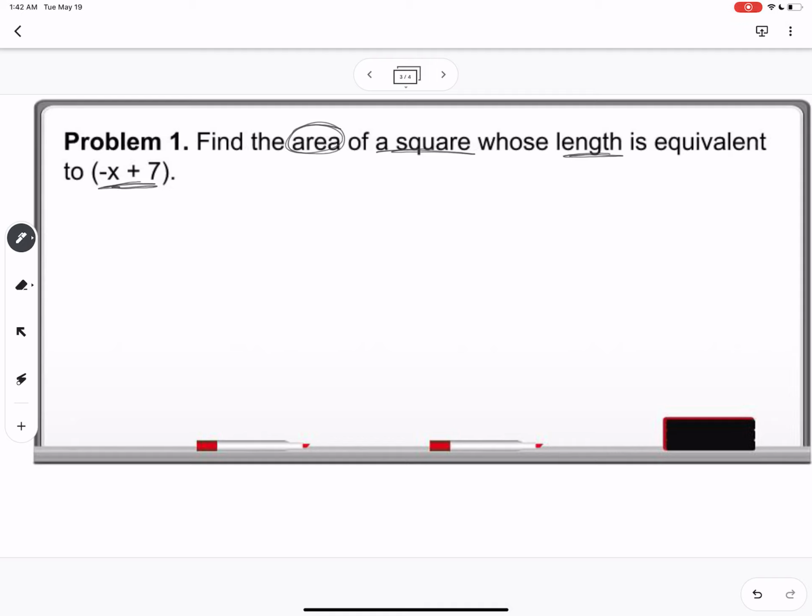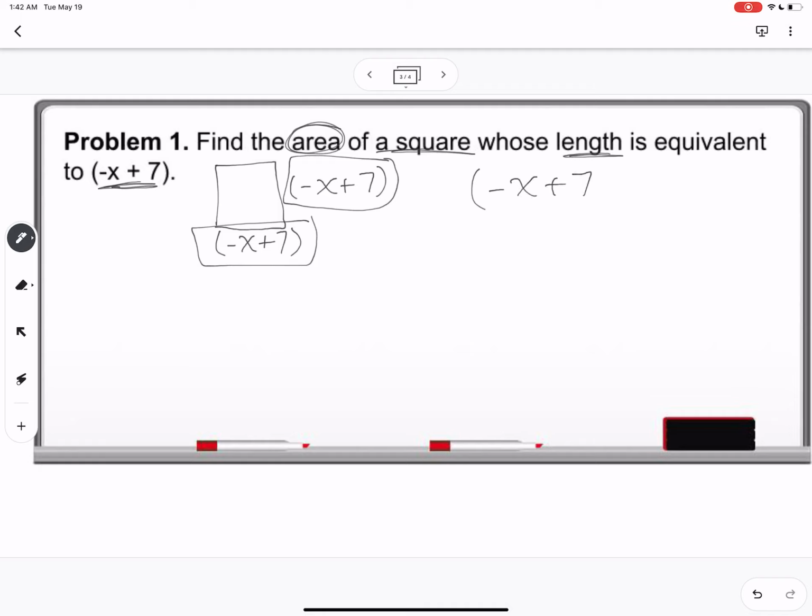If you go back to your days when you were learning about areas of two-dimensional figures, you know that the area of a square is the length times itself. What I mean by that is, say I were to draw a square, where this length is equivalent to negative x plus 7, and every side of the square is equivalent to one another. So the area is equivalent to multiplying these two binomials together. Therefore, our area is equivalent to negative x plus 7 squared.